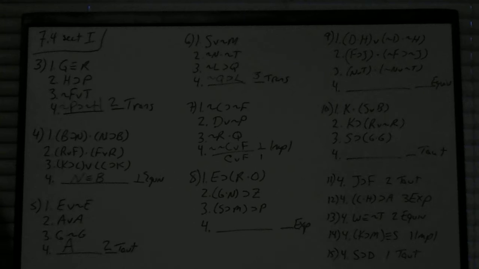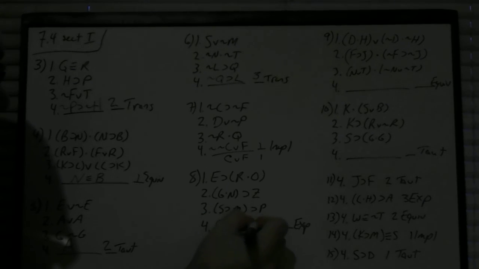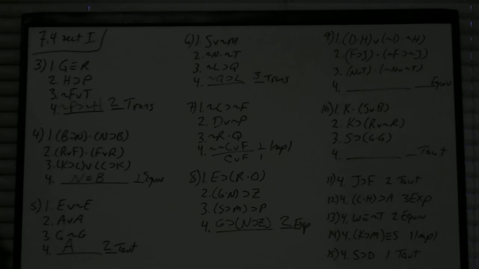Number 8, we have if E then R and O, G and N then Z, S then M then P, and they want exportation. So with exportation, if we look at line 2, you've got G and N then Z. That can become if G then, and then the parentheses switch sides, N then Z from 2 through exportation.